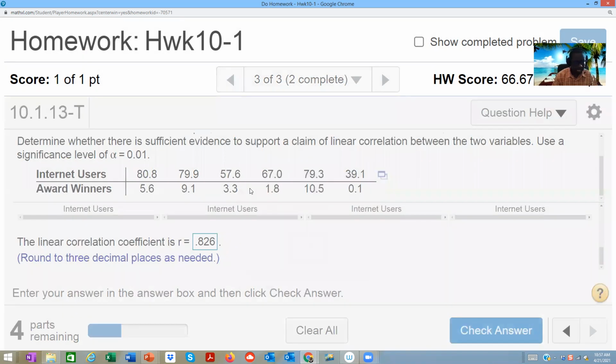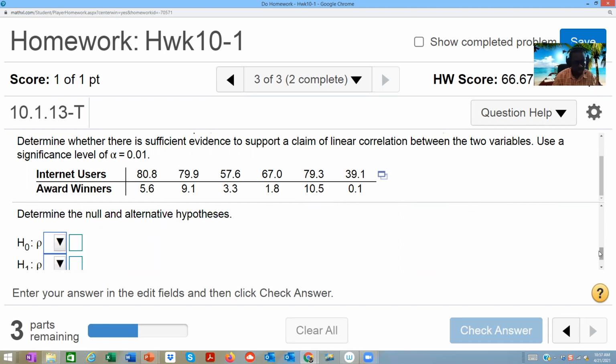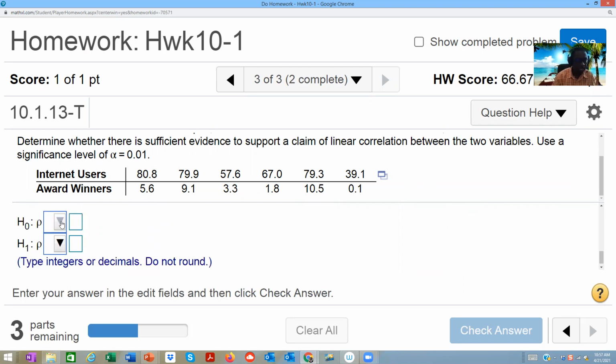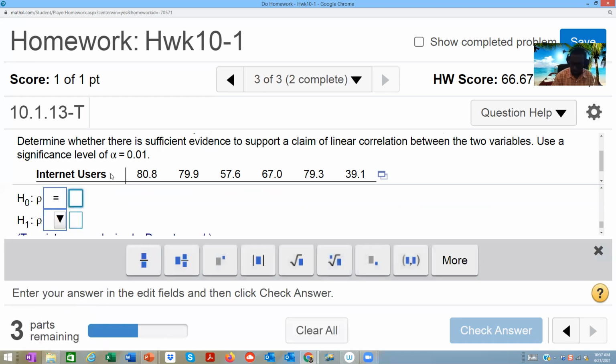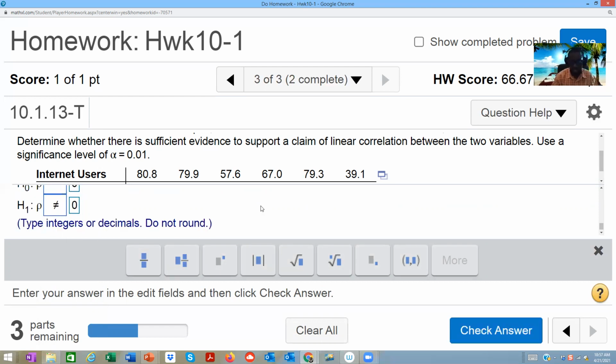And then, okay, so what is your null hypothesis? It's always the two-tail. So rho is equal to 0, and the alternative is that it is not equal to 0. So it's always a two-tail unless otherwise we are told to do either a right tail or a left tail. Okay, and then let's check that.